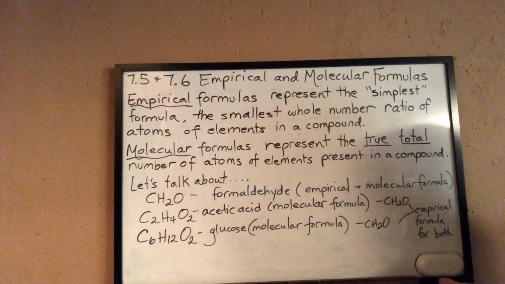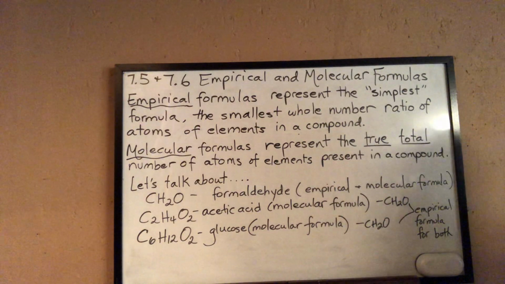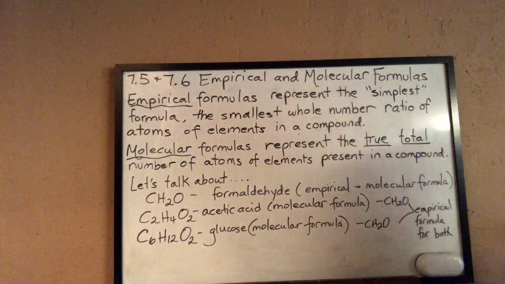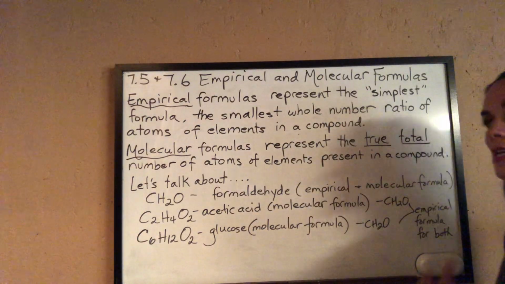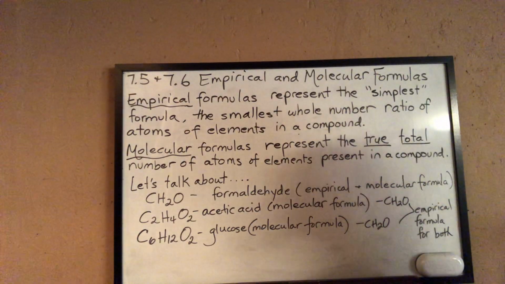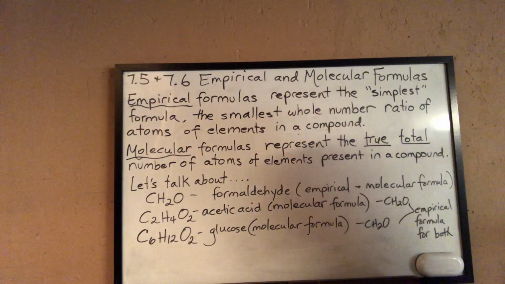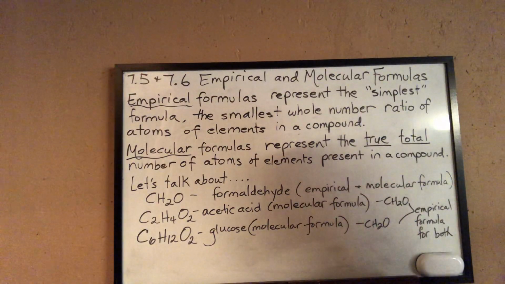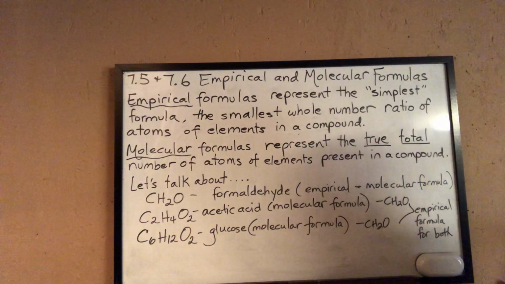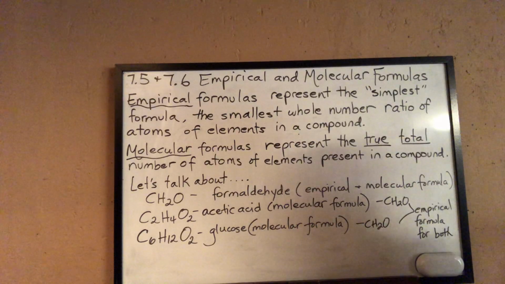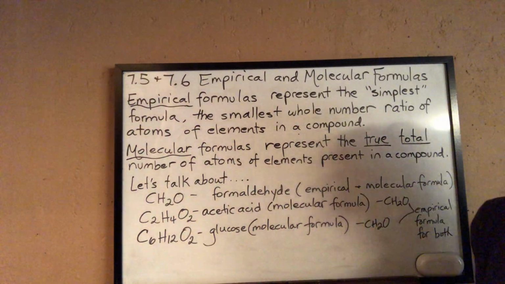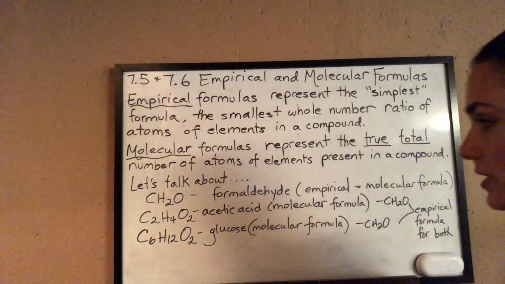Okay, empirical formulas represent the simplest formula, the smallest whole number ratio of atoms of elements in a compound. Simplest terms, okay? You cannot reduce the subscripts to any lower whole number. The molecular formulas, on the other hand, represent the true total number of atoms of elements that are present in a compound. Let's talk about three formulas right here.